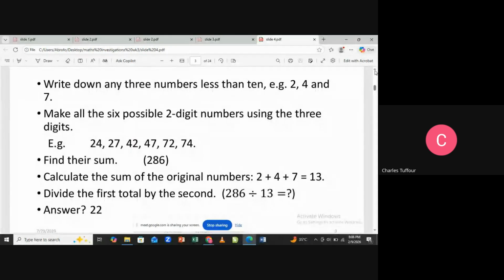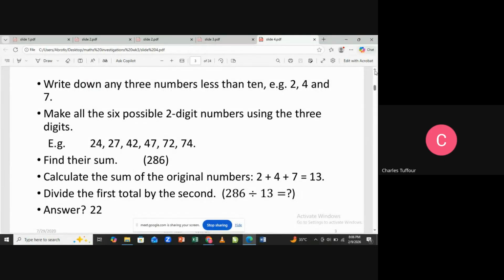Are you okay? Then 2 minutes. Get all the possible 2-digit numbers for me using your own digits. Start work. I am waiting for you. 2 minutes. Okay, so please, we are done. We are done, sir.